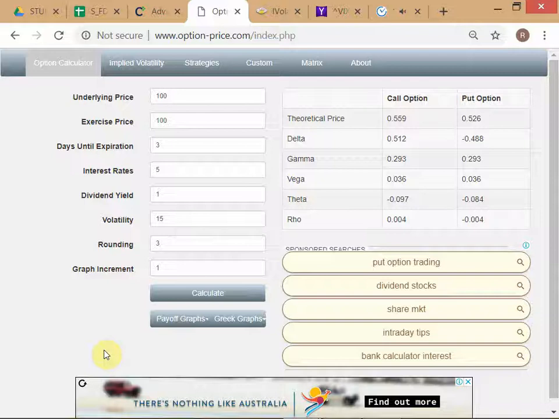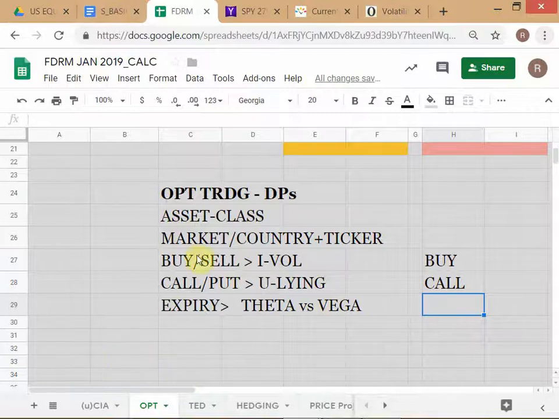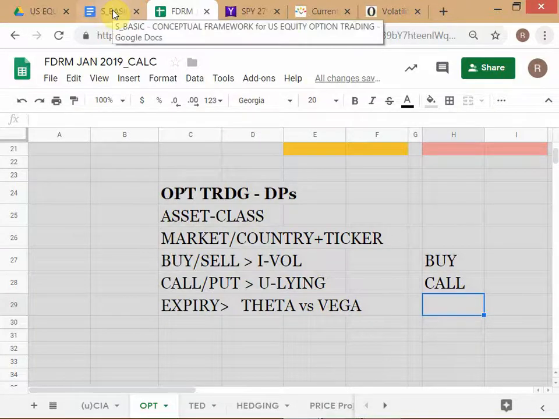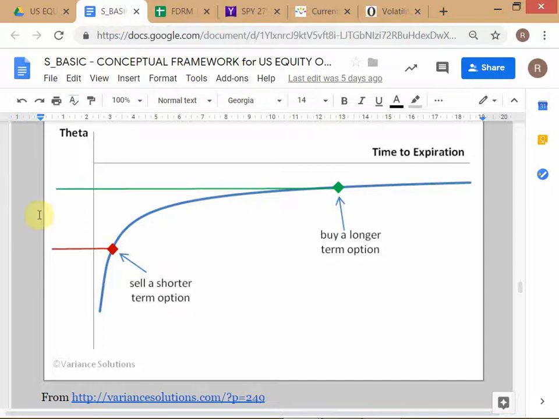So what is the principle we are trying to establish here? We are trying to establish the principle that shorter dated options have much higher theta. It is the same thing that has been shown in your notes, in this chart. It plots theta as a function of time to expiration. This is the magnitude of theta. It is always negative. It's just a simple XY graph, and it is plotted this way because theta is always negative.